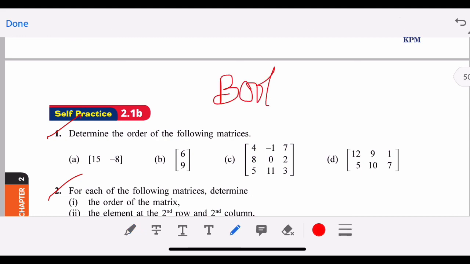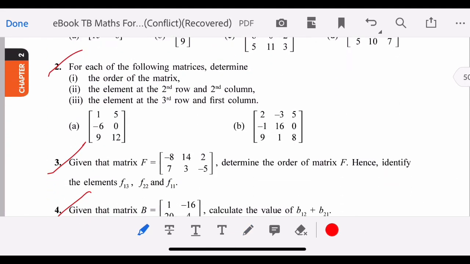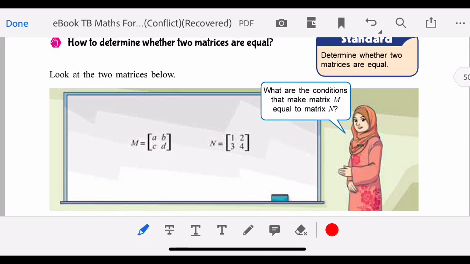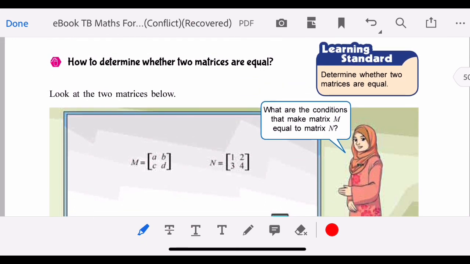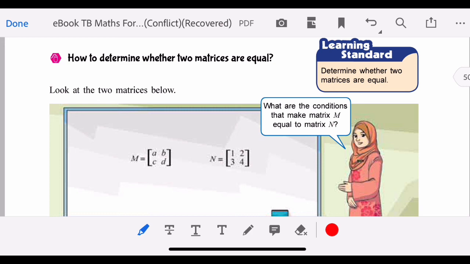Okay, so that's all for today's class. We'll continue to more challenging matrix operations.